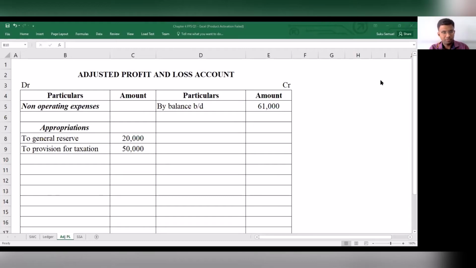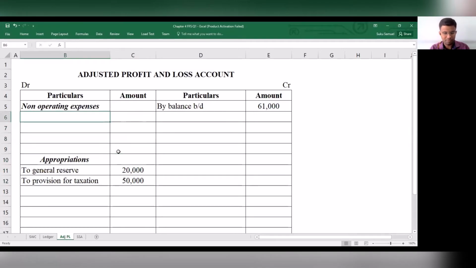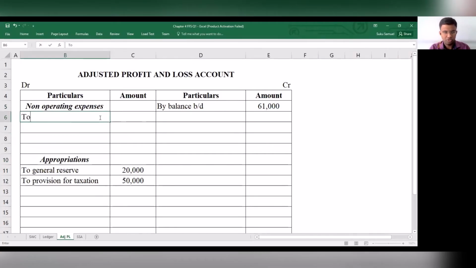We have more or less completed this. Actually, I made a small mistake when I mentioned that there are no non-operating expenses. There were 2 items that I missed out. One was depreciation on plant. The depreciation on plant is 20,000.